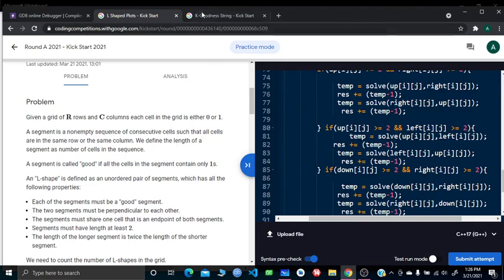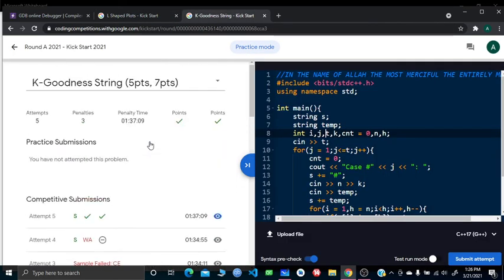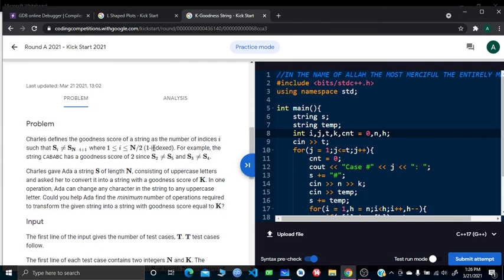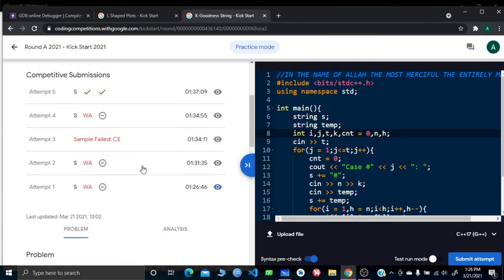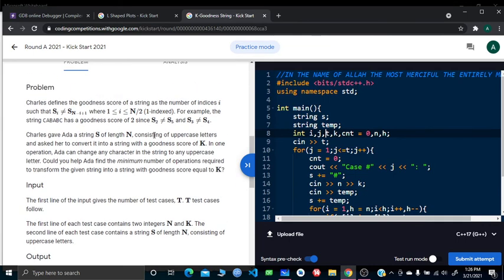And let's talk about problem A, which was K goodness string. This problem was pretty easy. I actually messed up, I totally messed up for some reason. I don't know why, but finally I did try to accept that solution, and it got accepted.